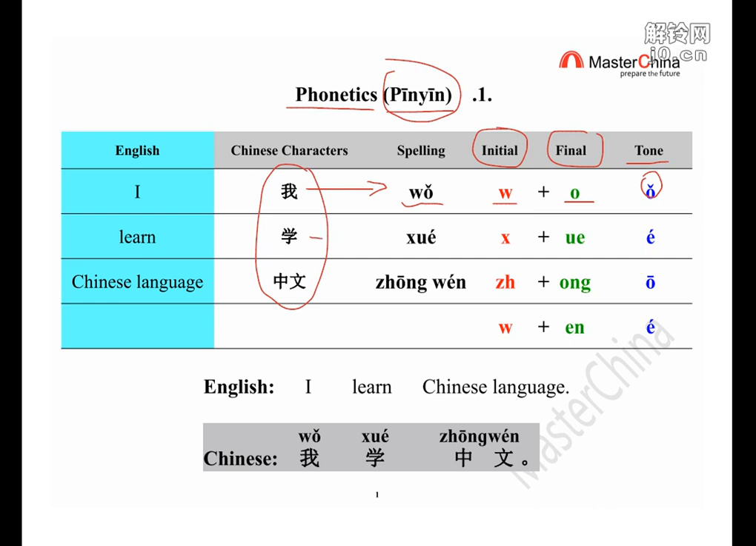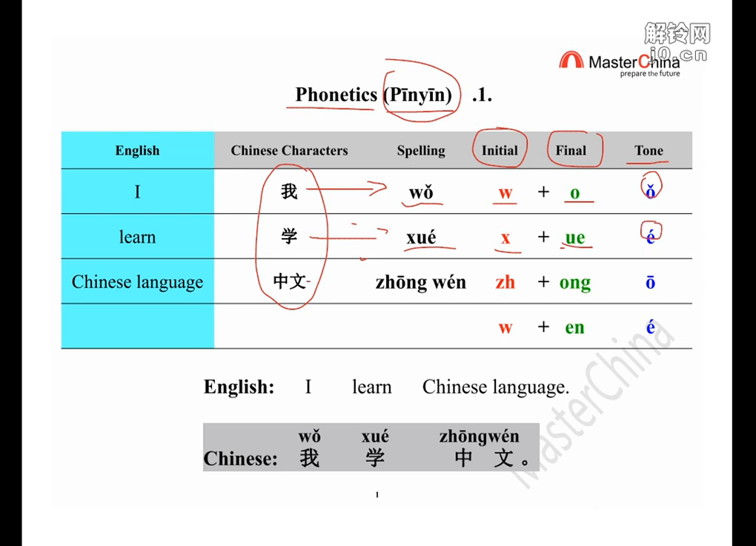The second character has the same structure. 学 is X and UE. That's the initial and the final. And the tone is the tiny part on the E.